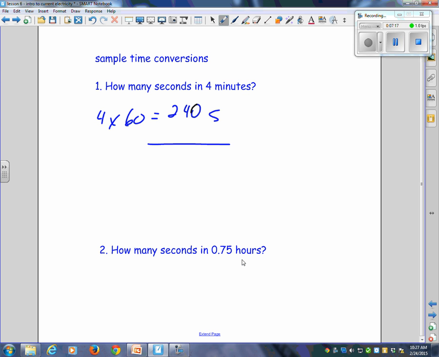How many seconds in 0.75 hours? Travis, 2,700. How'd you get that? Because I did 36 divided by 4 equals 9, and 9 times 3. Okay, you could do that. He went 3,600 divided by 4 times 3, because that's 3/4, right? What if I told you, Travis, you could go 3,600 times 0.75? Would that give you the same number? Yes, 2,700. So if you're struggling with time conversions, you can look back at those for help.